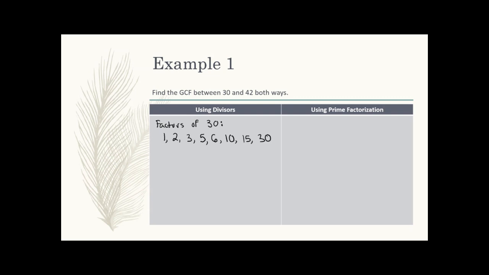And they generally come in pairs, because if you go from the first number to the last number, 1 times 30 is 30. Move 1 in, 2 times 15 is 30. 3 times 10 is 30. 5 times 6 is 30. So they come in pairs, and then you just write them all out.